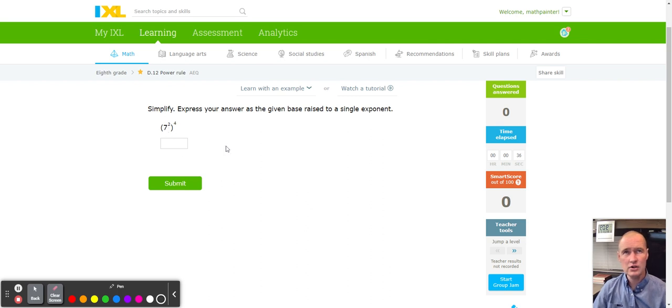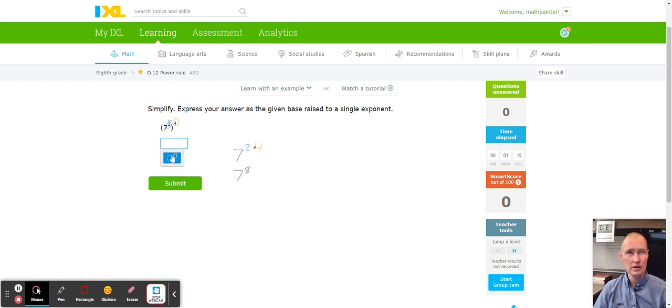First of all, we're going to use the 7 as a base, and the power rule basically says to literally multiply your two exponents. So we're going to take our 2 and multiply it by the 4. What we get here is 7, and 2 times 4 is 8. So 7 to the 8 power. Now, because it does say simplify, we're going to express our answer as the given base raised to a single exponent.